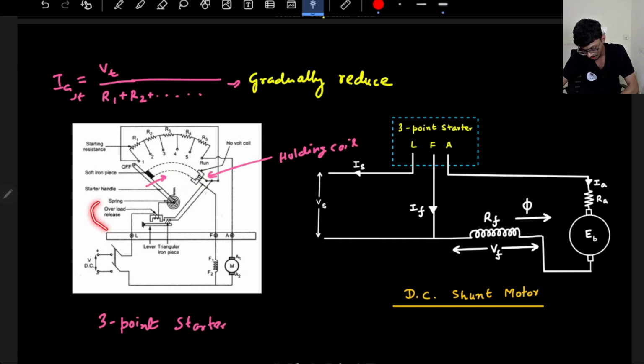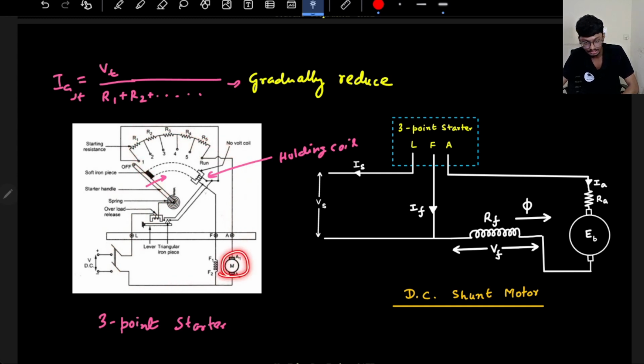Now what is the reason for the overload coil? This coil is known as the overload release coil. If you observe, this overload release coil is connected in series with the armature, correct? This overload release coil is connected in series with the armature. Whatever current is flowing through the armature, it is connected in series.